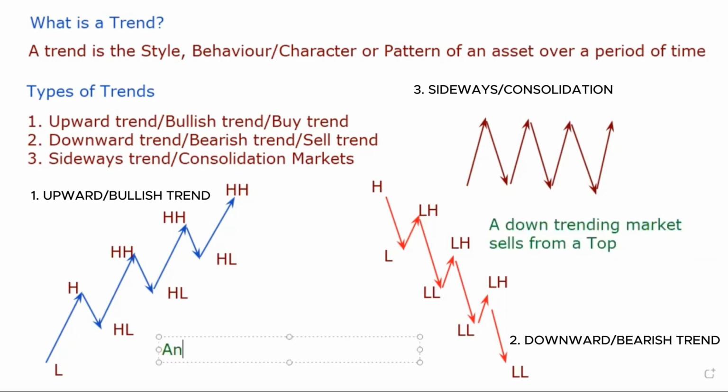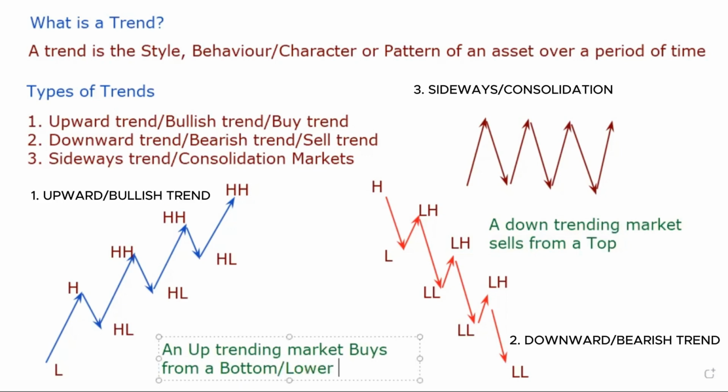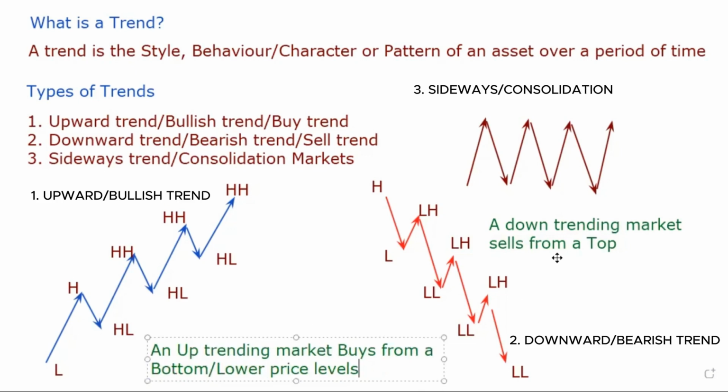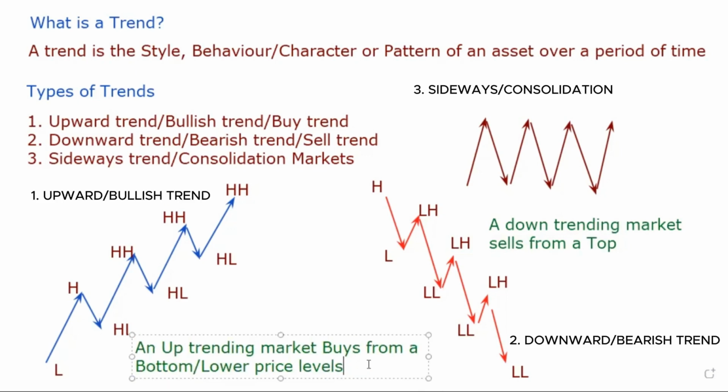Okay, so an uptrending market buys from a bottom, or you can actually say lower prices. Let me just do it that way, or lower price levels. So an uptrend market buys from a bottom or lower price levels. Why this one, higher price levels? So that's the way it happens.